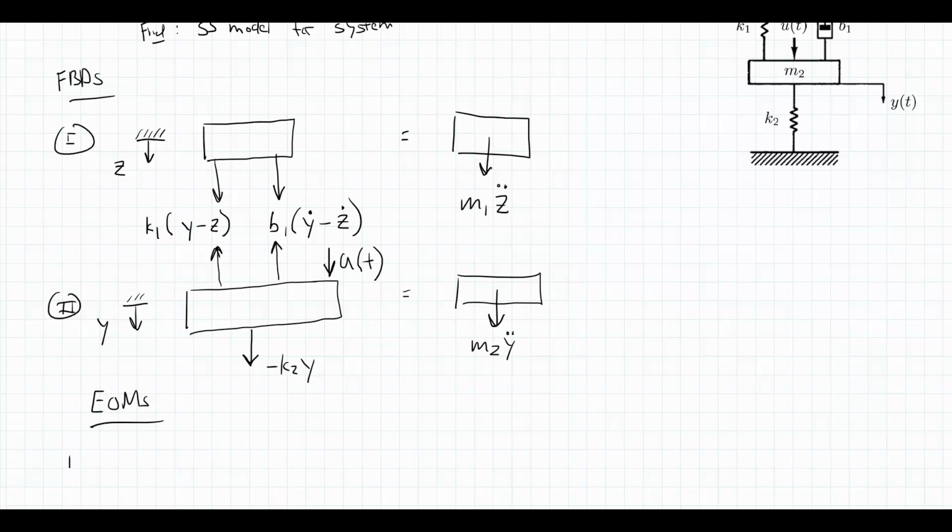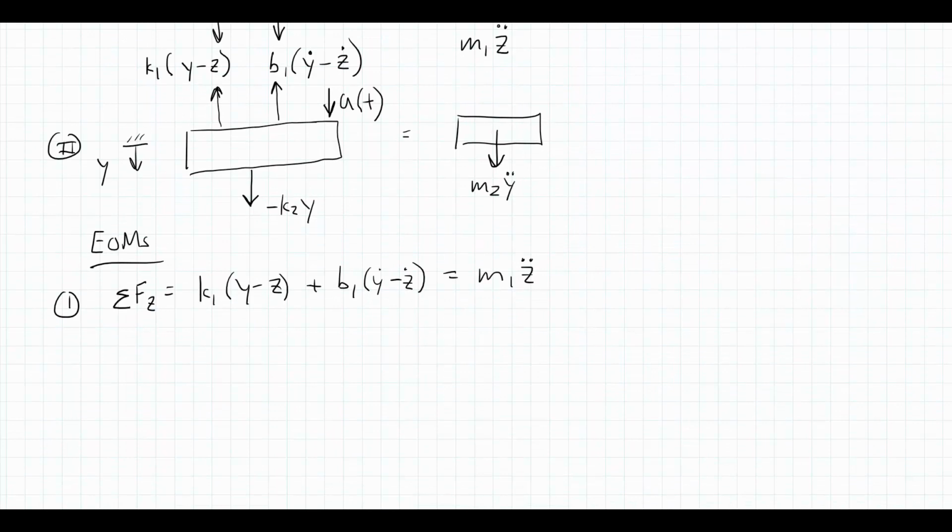I'll start with free body diagram 1 to create equation of motion 1, summing forces along the z direction. So in the z direction, I will have K1 times y minus z, also positive, B1 times y dot minus z dot, equals, also in the positive z direction, M1 z double dot. With the first equation of motion complete, I got one equation of motion from free body diagram 1. That's all I can get out of it.